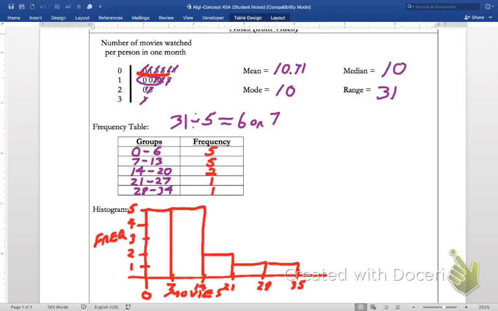So these are different ways to organize the data once we've collected it. And we can also take the data that's in these situations, whether it's a histogram, group frequency table, or stem and leaf plot, and find some more out about it, such as calculating the central tendencies.